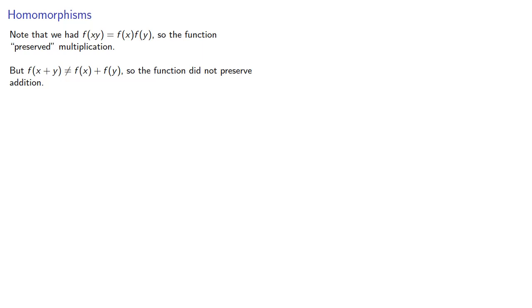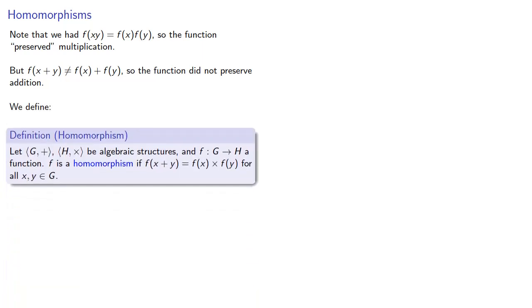And this motivates the definition. Suppose G with operation plus and H with operation times are algebraic structures, and we have some function f that maps elements of G to elements of H. f is a homomorphism if f of x plus y is f of x times f of y for all x, y in our set G. In other words, our function preserves the operation in the two different groups.